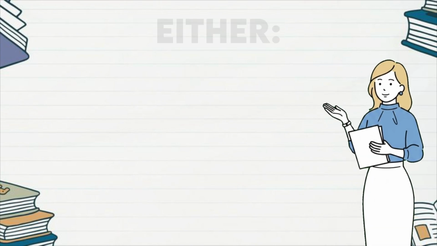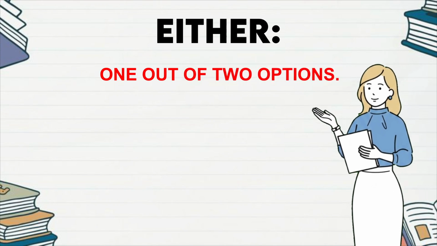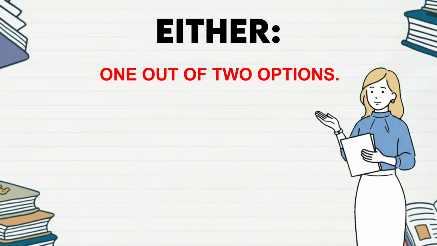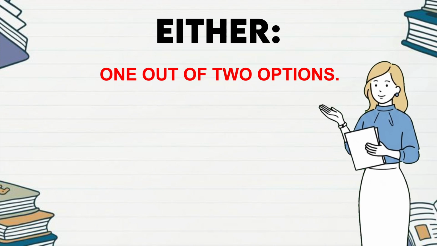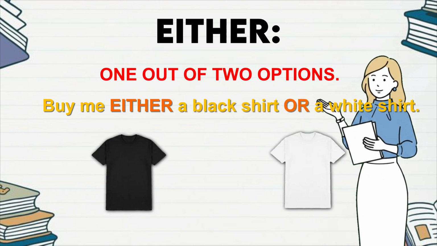First, let's talk about either. Either means one out of two options. Sounds simple, right? You have two choices, and any one of them is acceptable. Example: buy me either a black shirt or a white shirt.